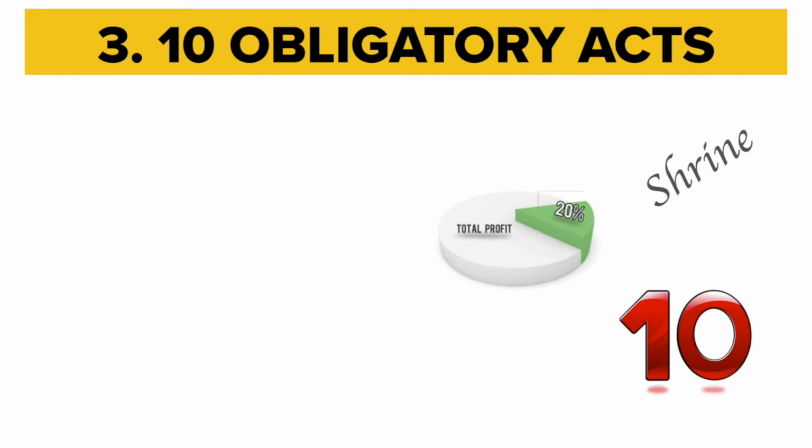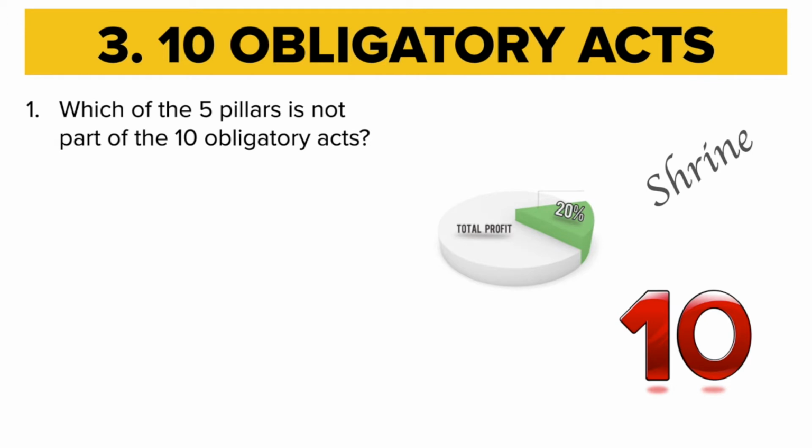Third topic, the 10 obligatory acts. Write that down as a subtitle. 6 more questions. Question 1. Which of the 5 pillars is not part of the 10 obligatory acts? Question 2. What is Khums and how is it used?